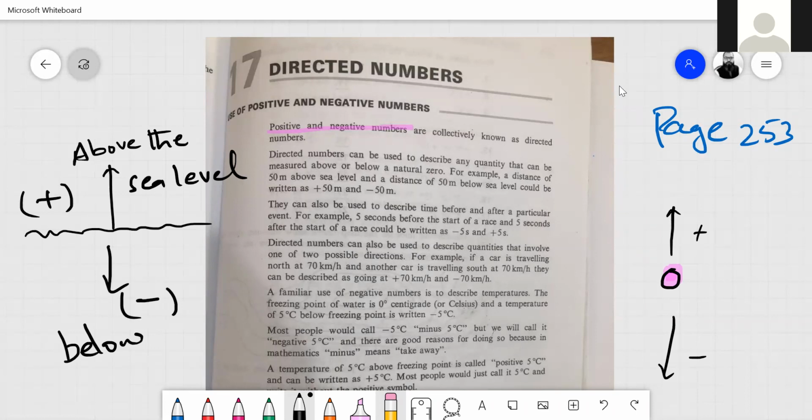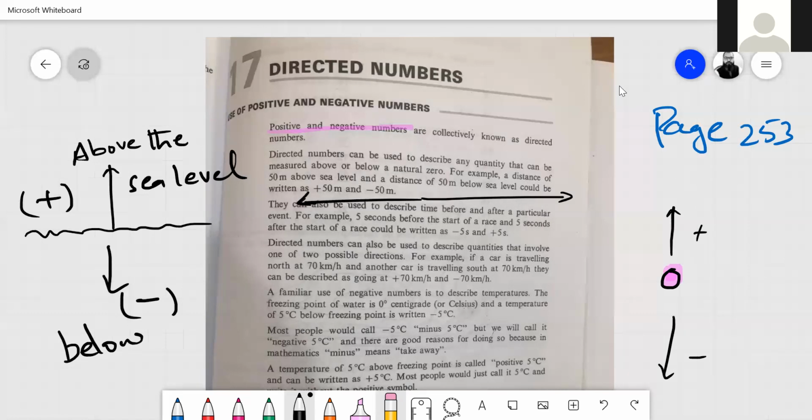You raised the hand. Directed numbers can also be used to describe situations that involve one of two possible directions. For example, if a car is traveling north 70 kilometers, the car is moving to this side, positive, and the back side, negative. You can say it like this.